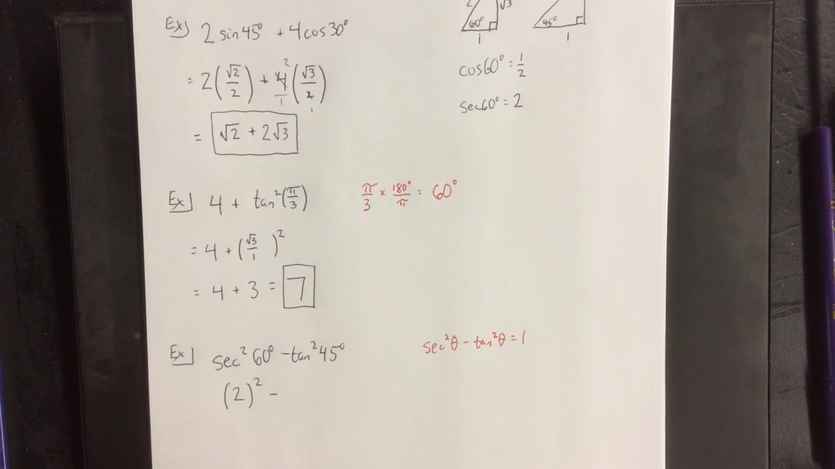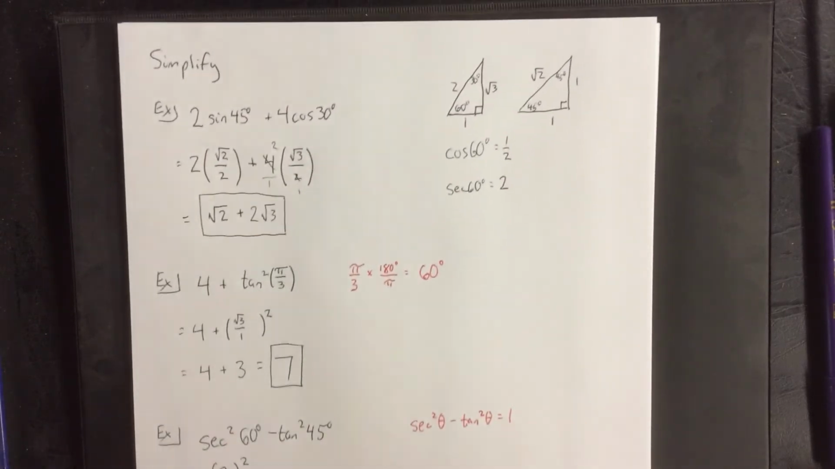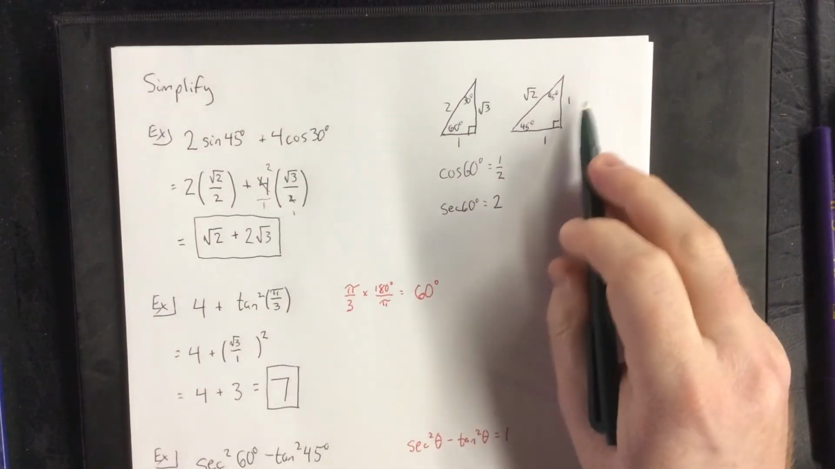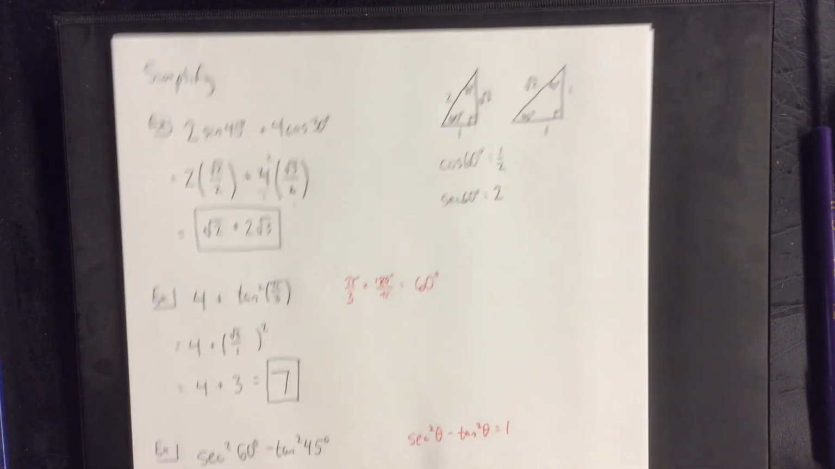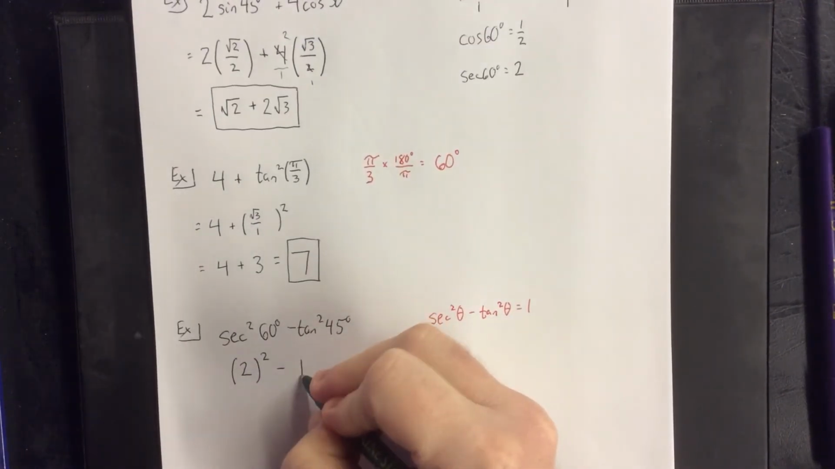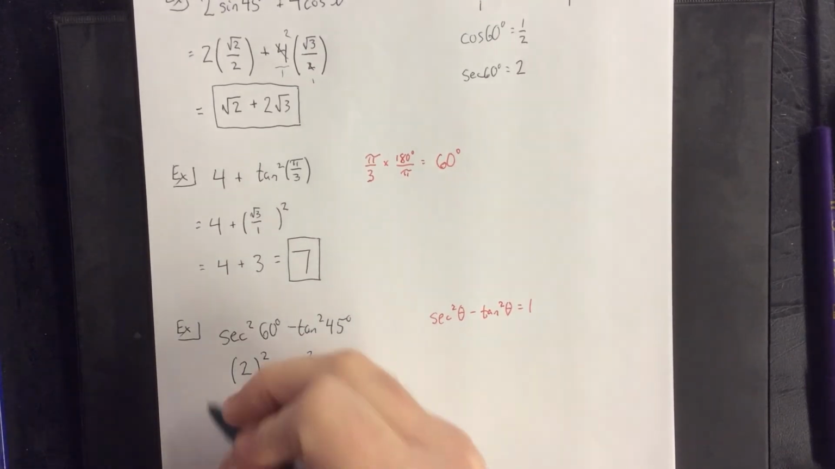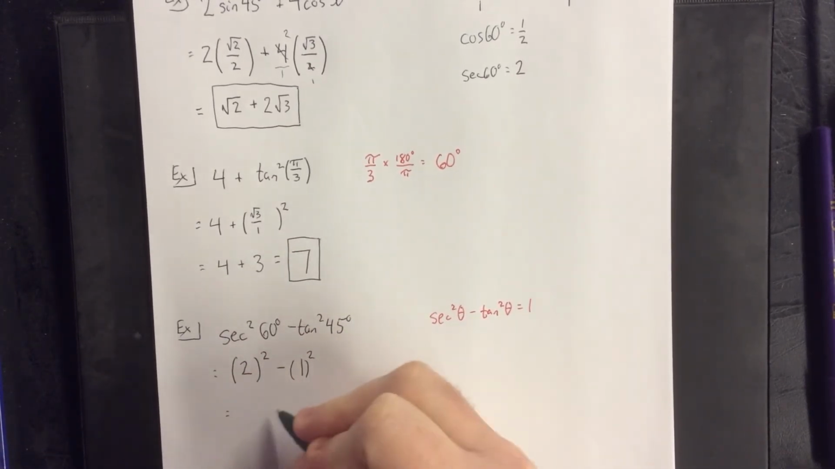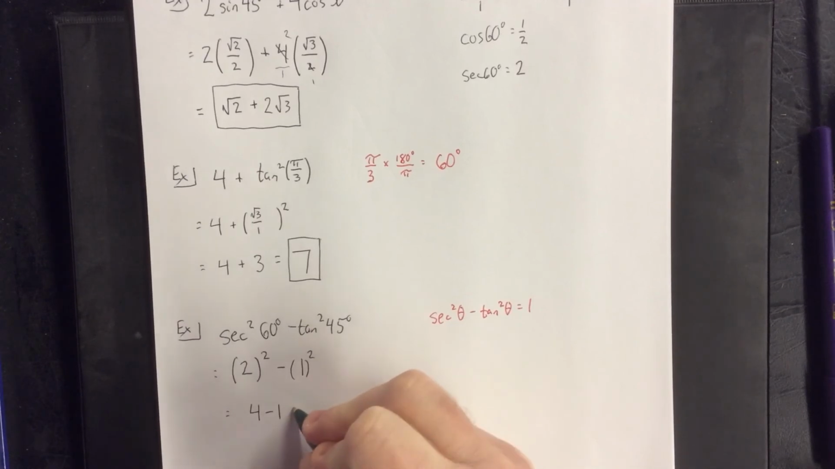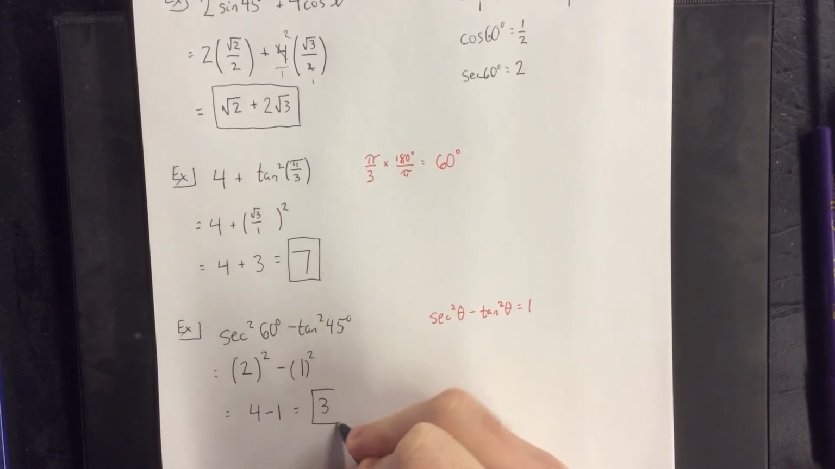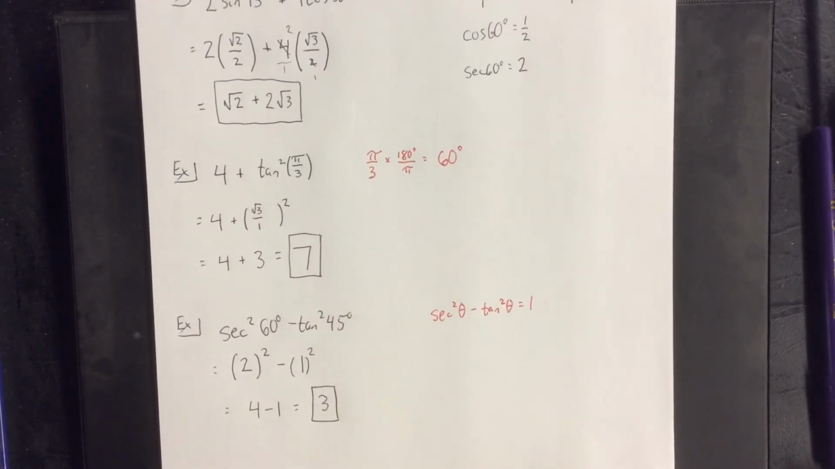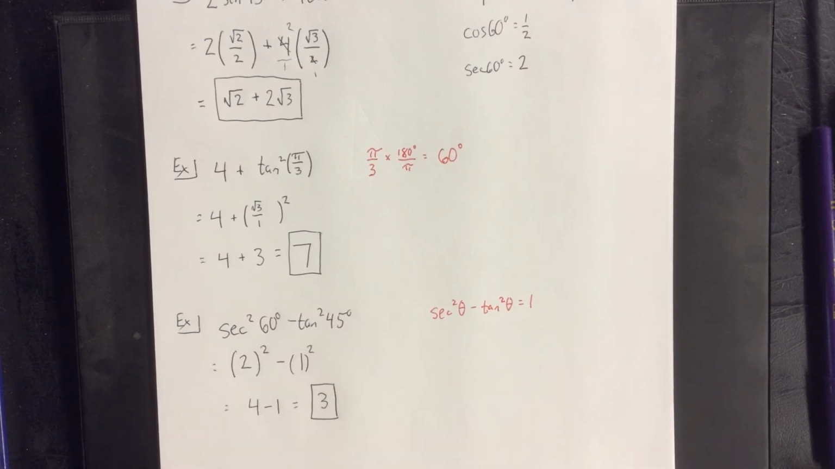Now as far as the tangent of 45 degrees is concerned, tangent is going to be the opposite over the adjacent for the 45-degree angle. That will be equal to 1. Or 1 over 1 if you prefer. So now we're looking at 2 squared minus 1 squared. We can simplify that to 4 minus 1 for a final answer of 3. If you can combine the like terms, please do so.